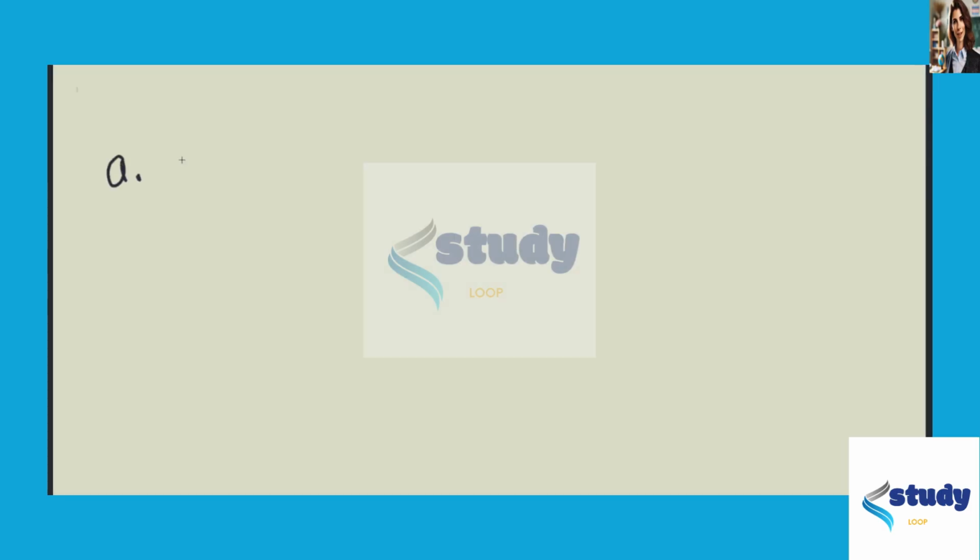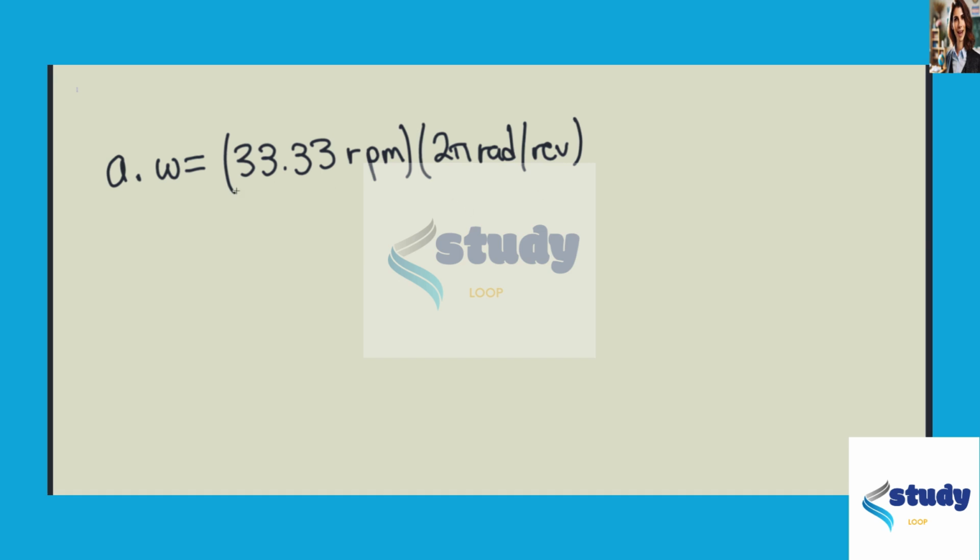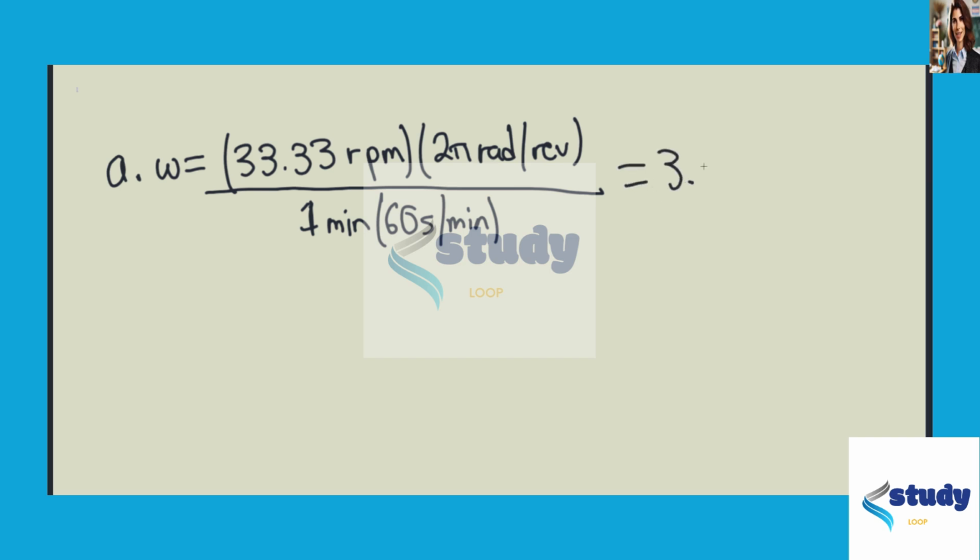So for part A, we know that the angular velocity would be equal to 33.33 revolutions per minute. We're going to multiply this by 2 pi radians for every revolution, and then divide this by 1 minute, multiplied by 60 seconds for every minute. And we can say that this is going to be equal to 3.5 radians per second.